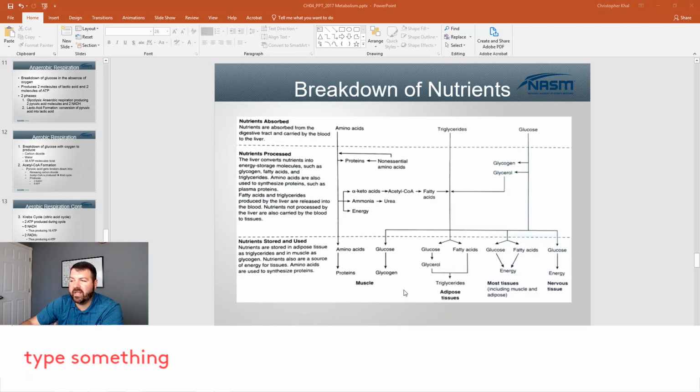I just want to include this in here so you guys can get a little bit of understanding on how what we eat gets broken down and absorbed.